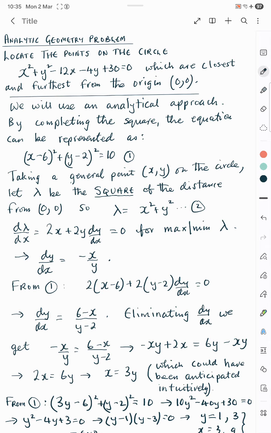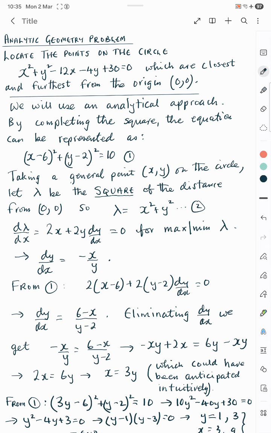Now, eliminating the dy dx term, we will get minus x over y equals (6 minus x) over (y minus 2), which leads on to minus xy plus 2x equals 6y minus xy. The xy's conveniently disappear, and so we're left with 2x equals 6y and x equals 3y. And this is what we could have anticipated with a little bit of intuition.